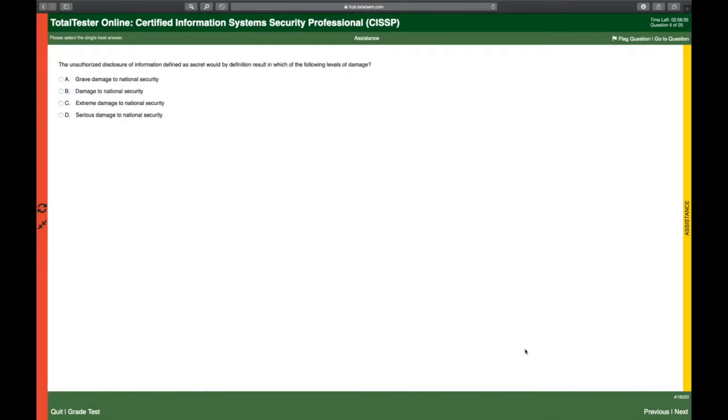Question number five, the unauthorized disclosure of information defined as secret would by definition result in which of the following levels of damage? Disclosure of secret information. This one's D. This is the military thing. So secret information would have serious damage. Top secret information would have grave, I believe it is. Yeah, they say exceptionally grave damage.